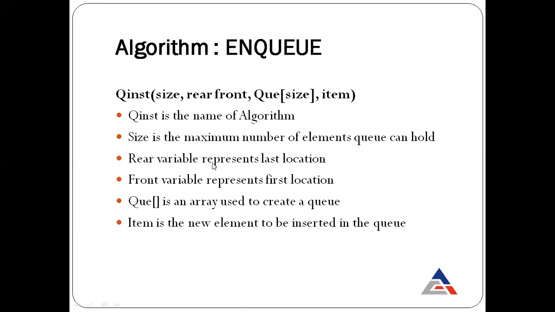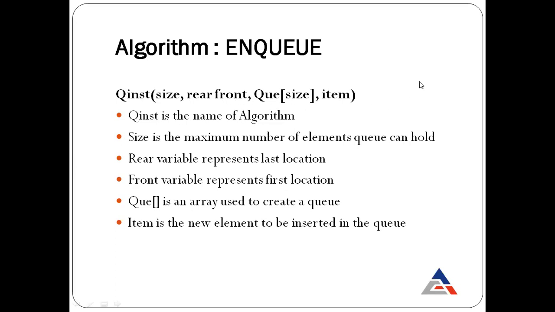Rear variable represents the last location of the element in the queue. Front variable represents the first location of the queue. And queue is an array used to create the queue. And item is the new element that I have to insert in the queue.